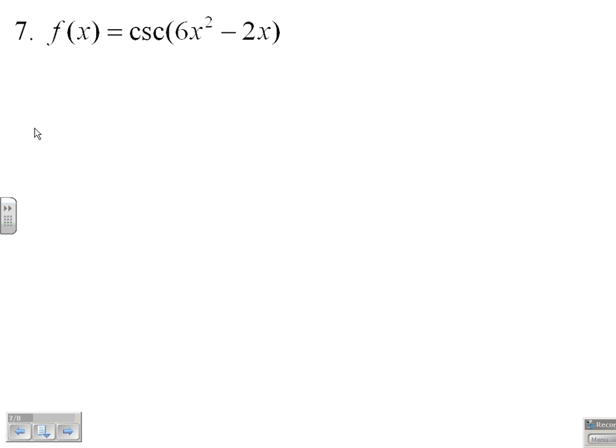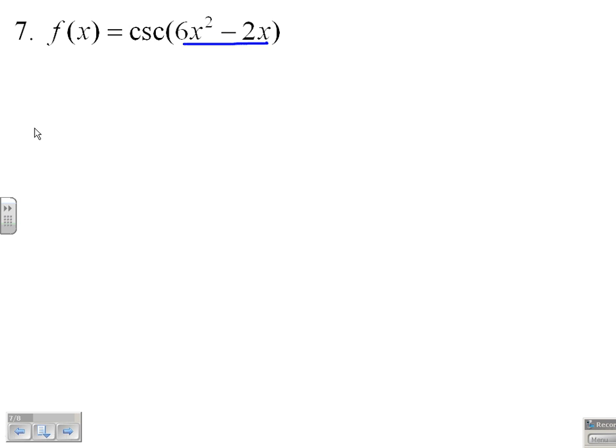Number 7. This is not a chain with additional loops, but it is still a chain rule. I have a rule for cosecant of x, and that's one of those rules, again, that you just need to know. The derivative of cosecant of x is negative cosecant x cotangent x. But I don't have a rule for cosecant of this mess. But this is an inside function, 6x squared minus 2x, with an outside function, cosecant x.